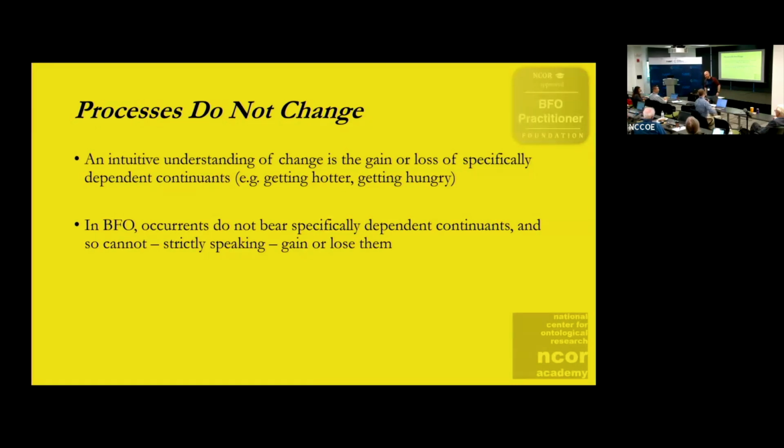One thing that's unclear to me is how, if a process is changed, how do you point out a particular specifically dependent continuant to say that is the thing that's changing? The color of the rose, for example. Is that possible? What relation would you recommend using?